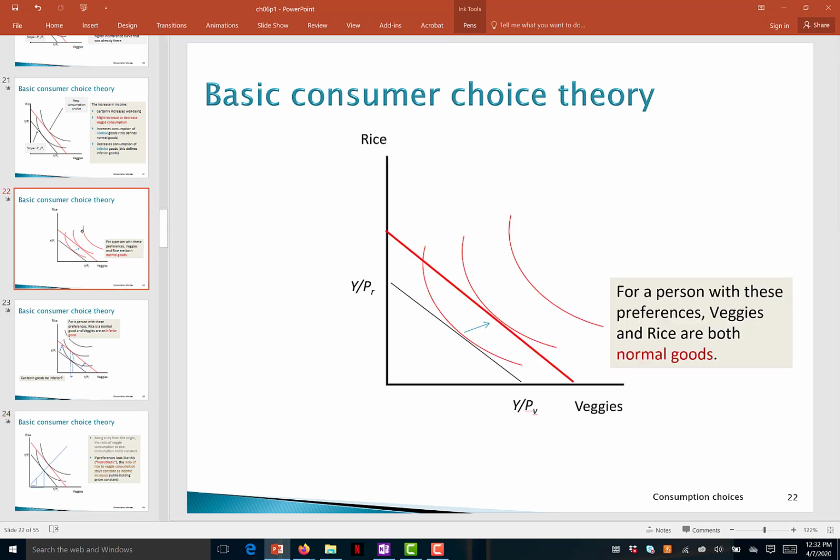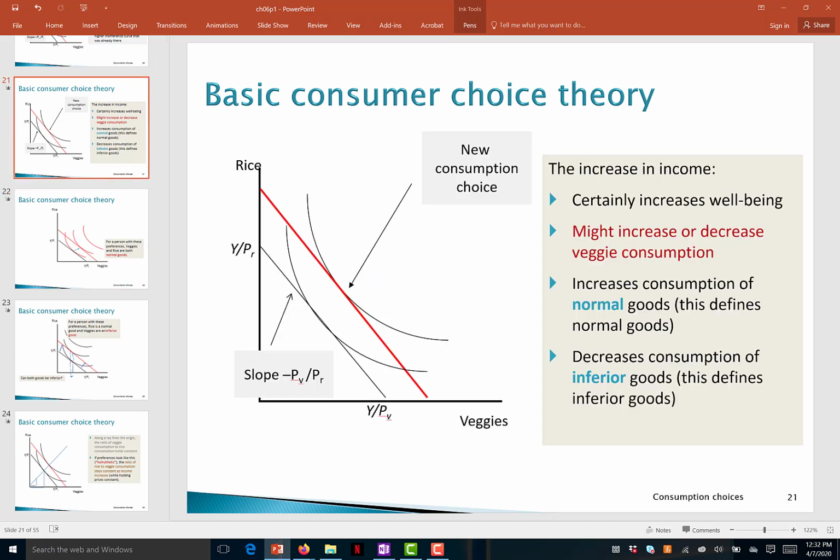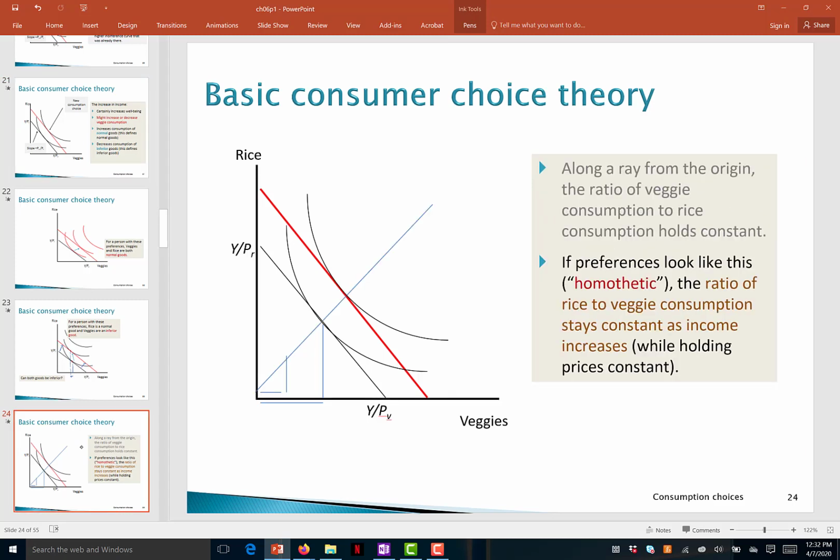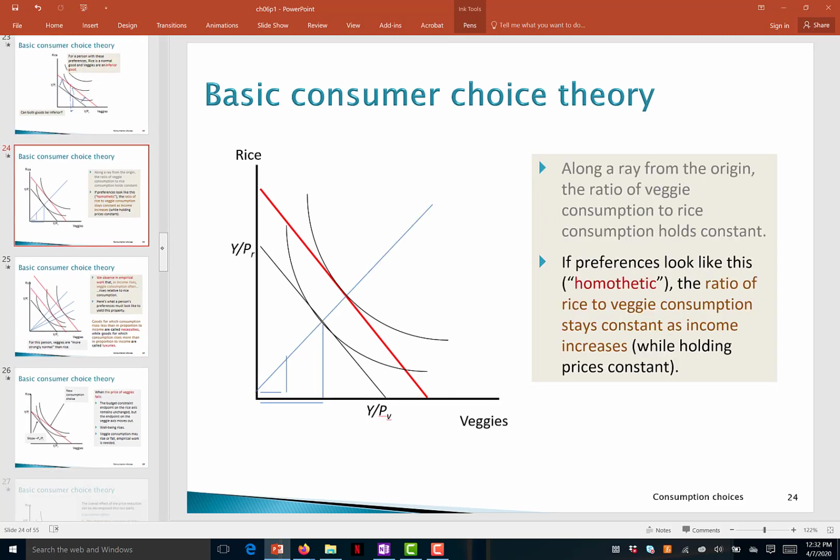So here again the shape is somewhat different. Those differences in the shapes of indifference curves determine a lot. For example, whether goods are normal goods or inferior goods, or it also represents the preference of a person towards one good or the other good.